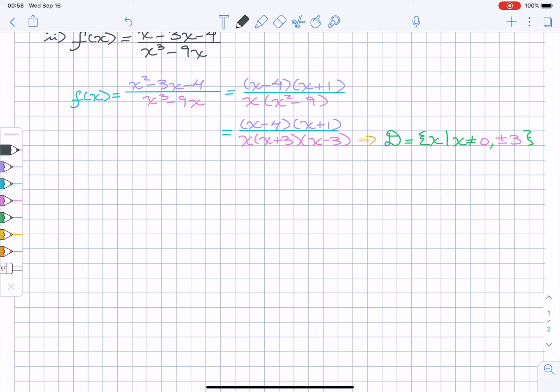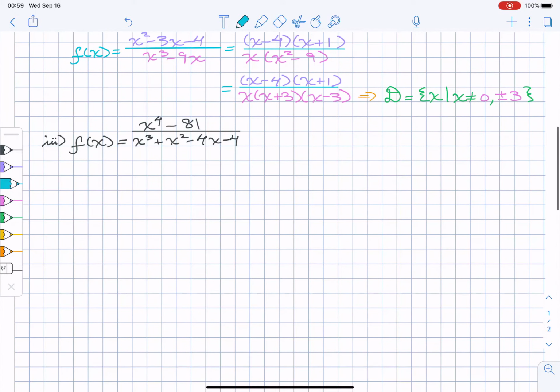Okay, so number 3. Let's say we have that f of x is equal to, what shall we do? Let's do x to the 4th minus 81 all over x cubed plus x squared minus 4x minus 4.